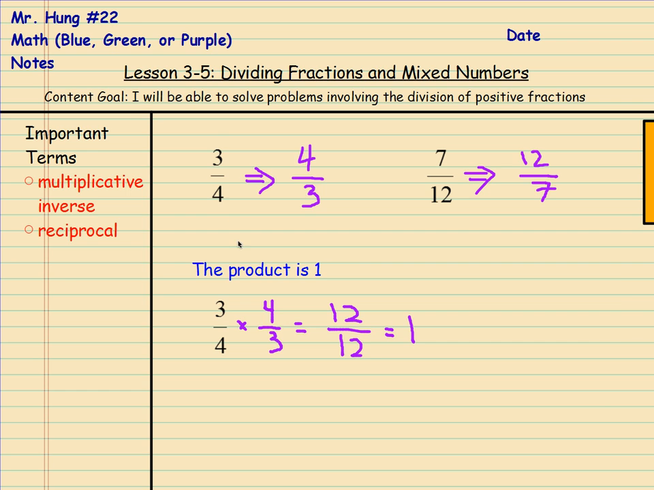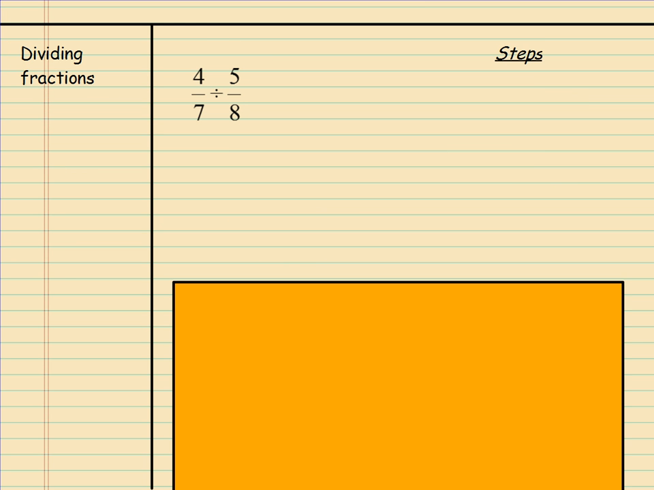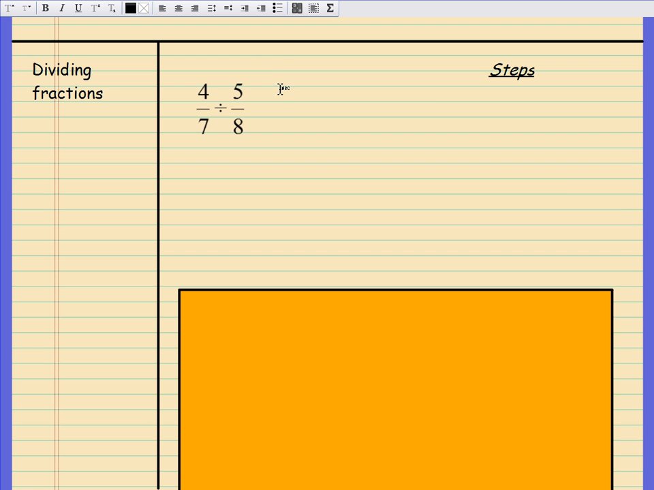Okay, let's look at dividing fractions. Now, dividing is very, very easy. Every time we divide, we multiply by the reciprocal. And I'm going to write it as keep, change, flip. So let's look at this problem.